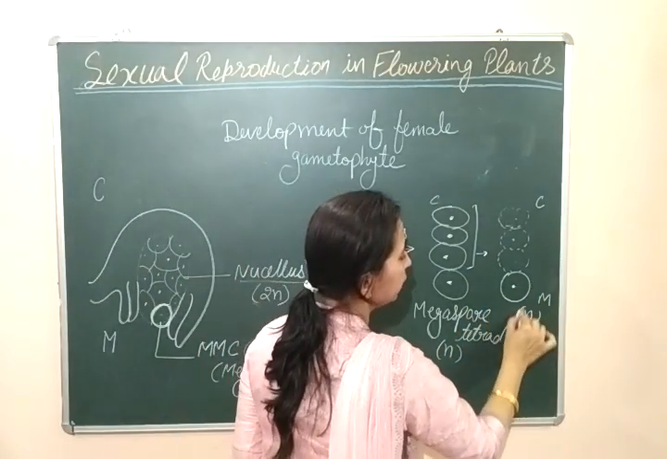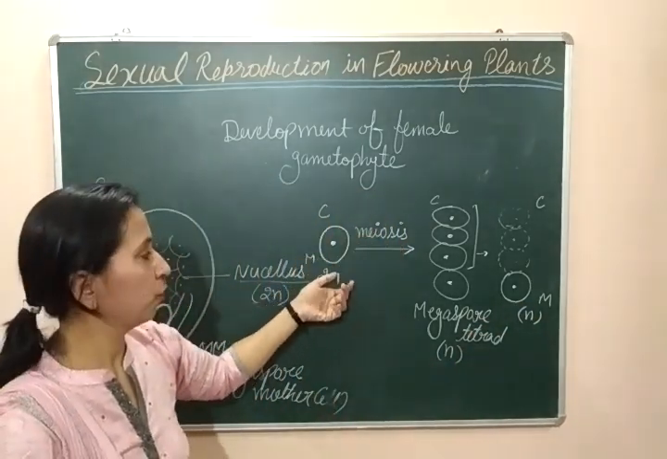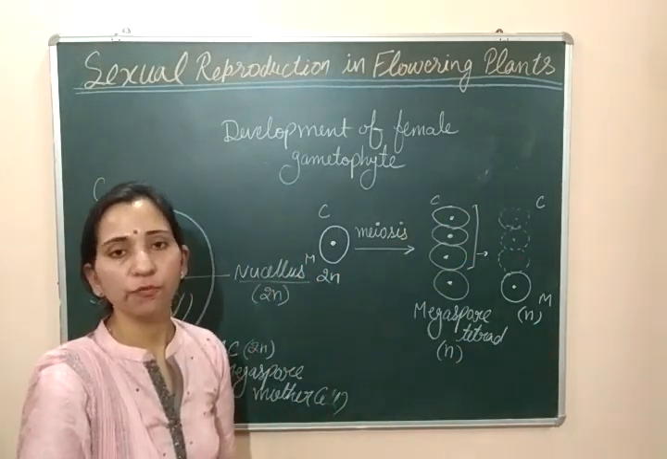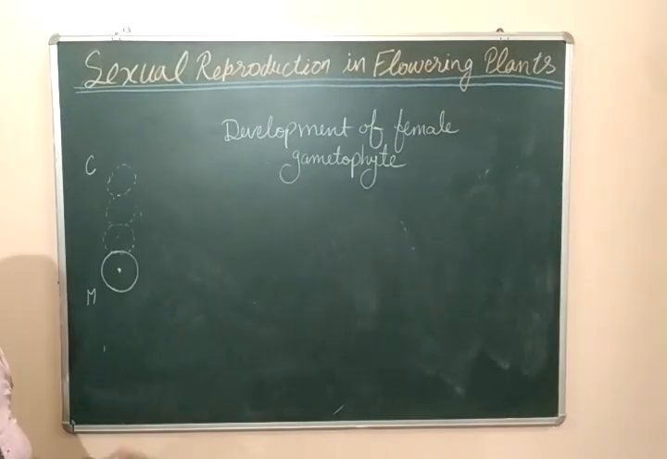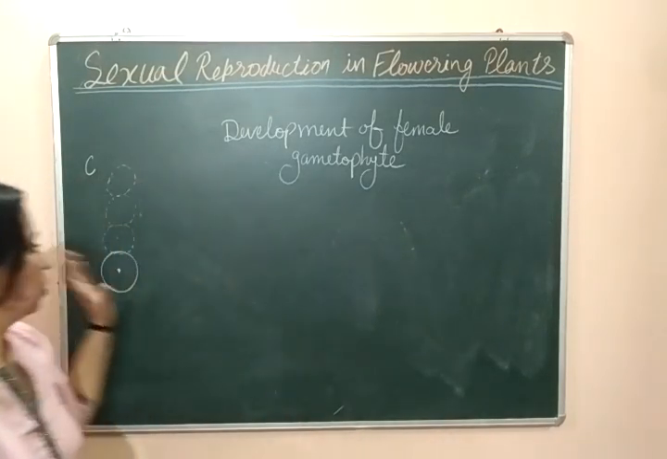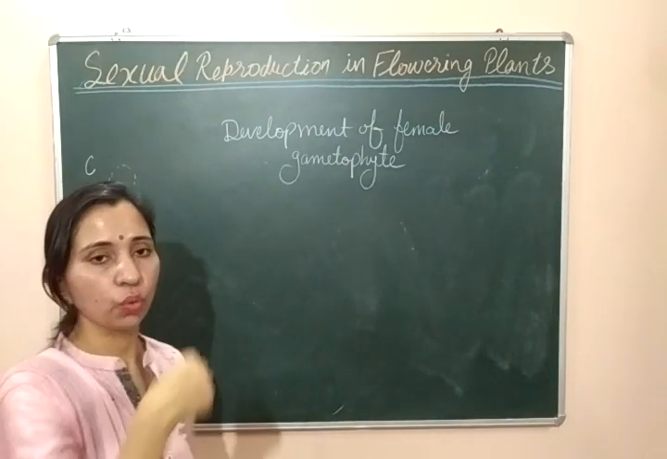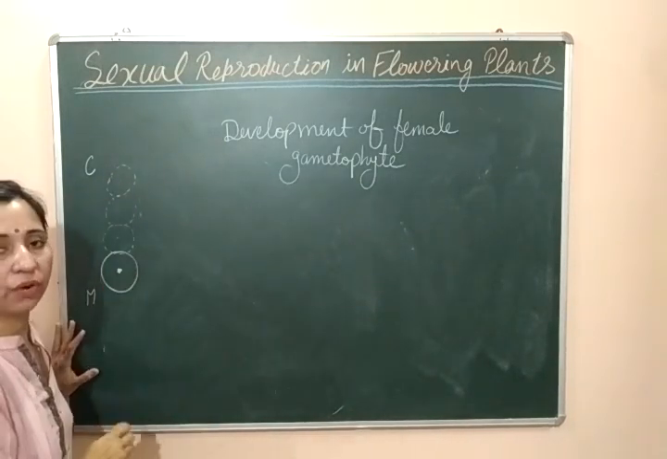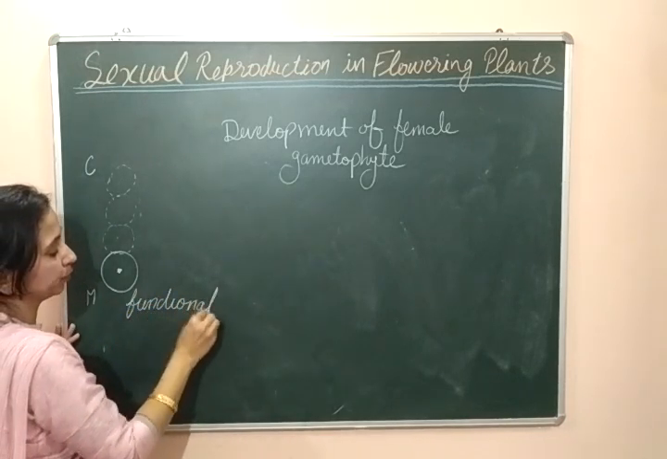Now what happened with this one cell, this one megaspore? It is n in nature, it's haploid in nature. Due to the meiosis here, the ploidy is changed from 2n, and all these cells become haploid in nature, and these haploid cells will develop further for the development of the female gametophyte. Out of the 4 cells of the megaspores, the 3 which are towards the chalazal end degenerate, and only 1 remains functional. So this is our functional megaspore. We can write here, this is our functional megaspore.